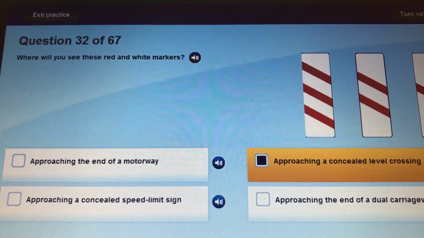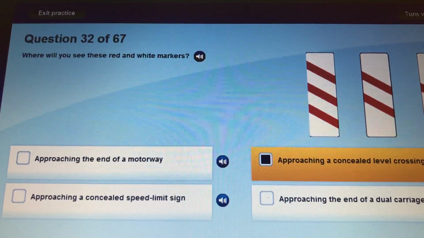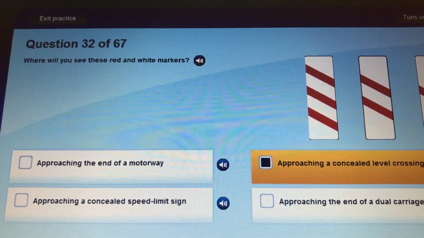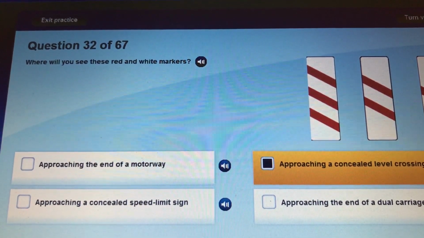What can you see in the picture? They are countdown markers telling you that you are approaching a level crossing. You are approaching a concealed level crossing.